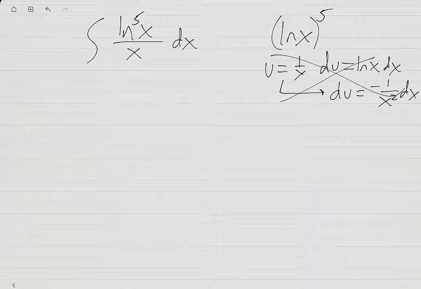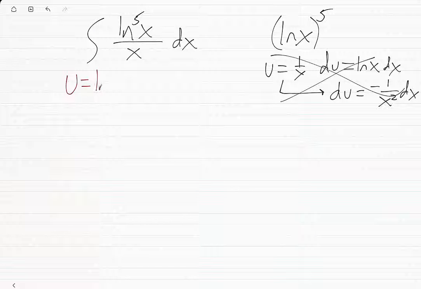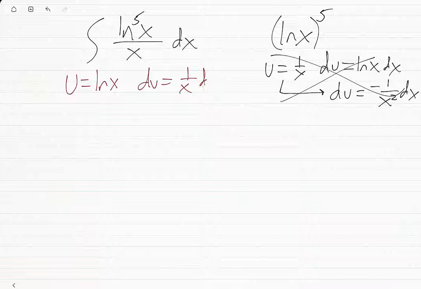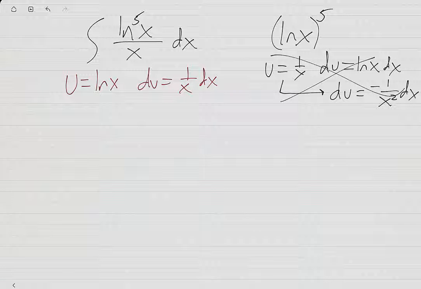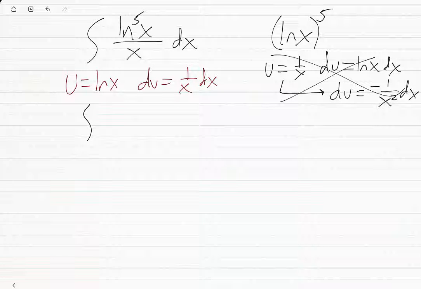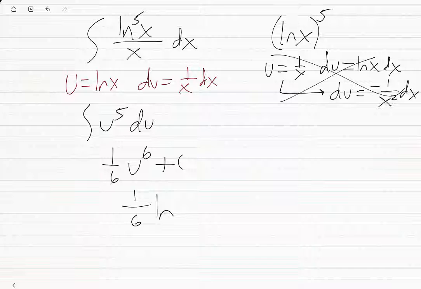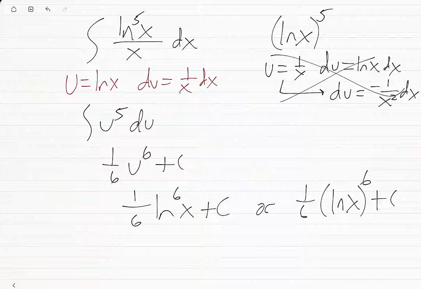So here's how I would do the problem. Just a basic u-sub. I would let u equal ln x. Then du is 1 over x dx. And then after I make my u-sub, I'm just left with integrating u to the 5th du, which is 1/6 u to the 6th plus c. Resubstitute gives me 1/6 natural log to the 6th of x plus c, or if you prefer, 1/6 the natural log of x to the 6th power plus c.